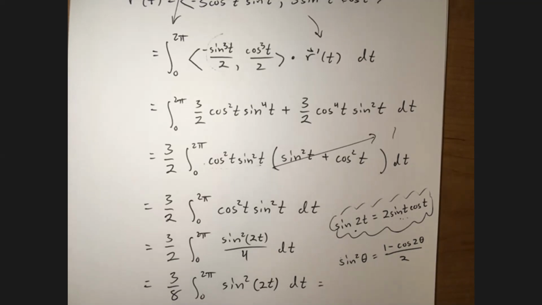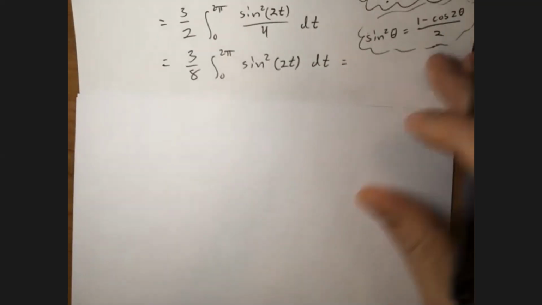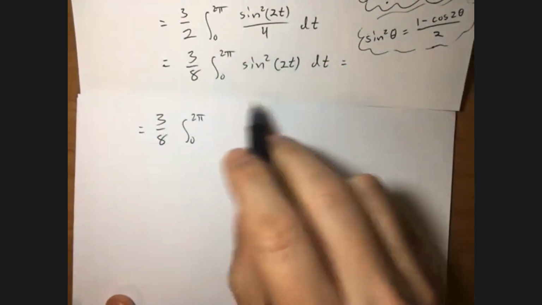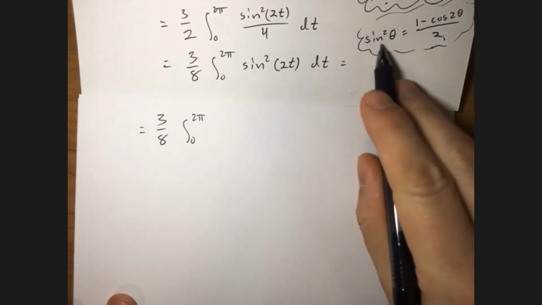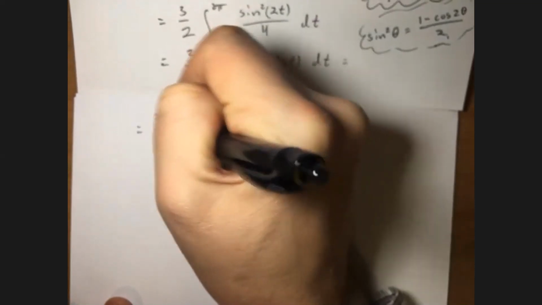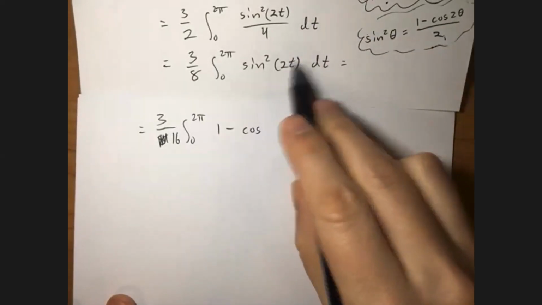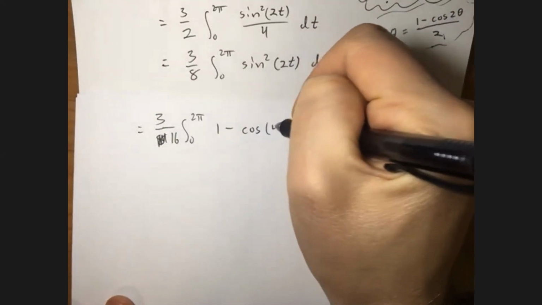There we go. So we can use this one in here because I can turn sine squared into something like this. So instead of sine squared of 2t, I'm going to write 1 minus cosine of 2 times 2t, so 1 minus cosine of 4t. Okay, let's pull the 1/2 out. So this is going to have a 1/2 in it. The 1/2 is going to come out and make this 3 over 16, right? And then what's left is the 1 minus cosine of 2 times 2t. So that's cosine of 4t.